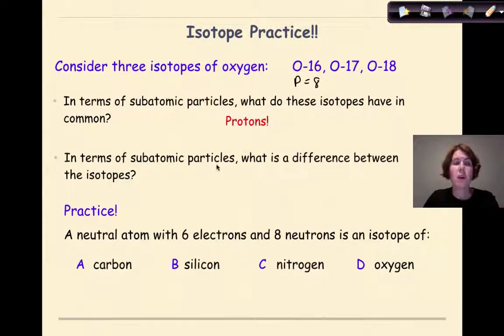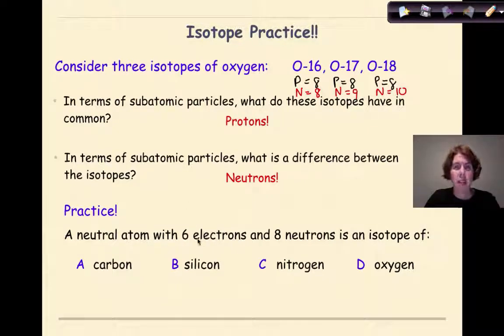In terms of subatomic particles, what is the difference between the isotopes? Well, 16, 17, and 18, they all have different atomic masses, but we know for each one here, they have 8 protons. So what could the difference be? If you said neutrons, you're correct, because if we figured out the number of neutrons, they would all be different. The number of neutrons for oxygen 16 would be 8. The number of neutrons for oxygen 17 would be 9. And the number of neutrons for oxygen 18 would be 10.